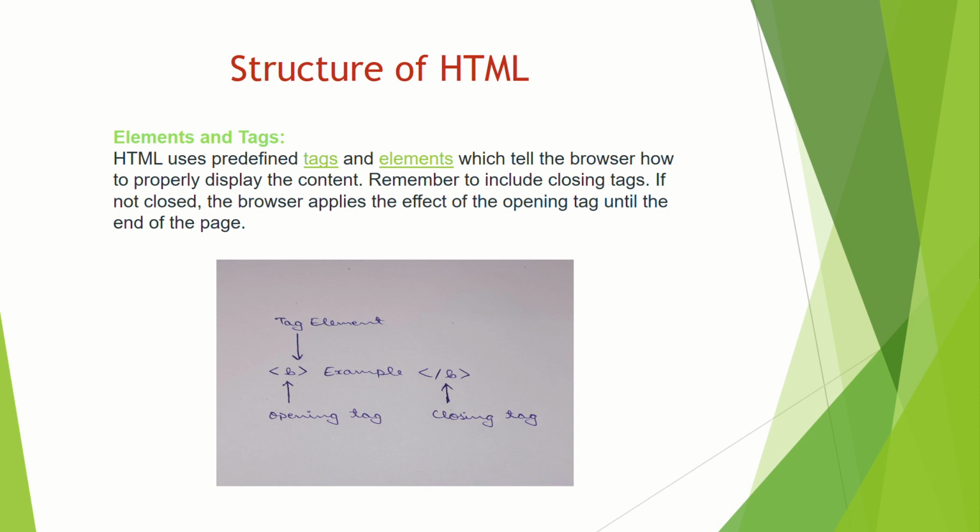Now let us discuss about the structure of HTML, elements and tags. HTML uses predefined tags and elements which tell the browser how to properly display the content. Remember to include closing tags. If not closed, the browser applies the effect of the opening tag until the end of the page. This is the small example about the structure. Like the brackets are nothing but the tag elements, and the opening tag and the closing tag for a simple alphabet like B.